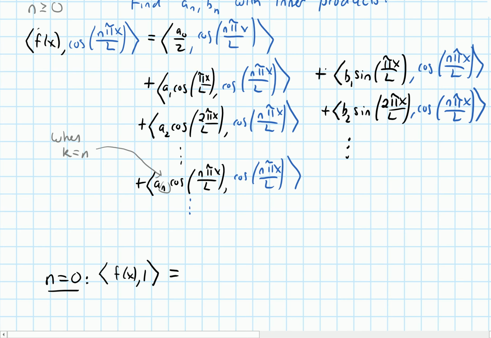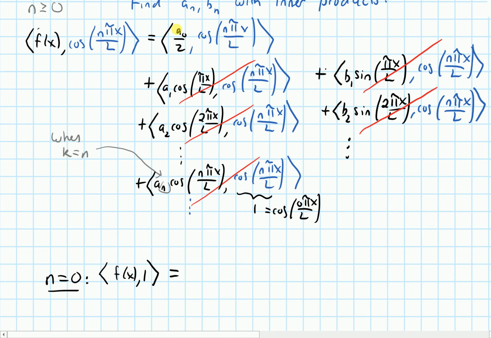On the right-hand side, if you let n be 0, this cosine term is going to become 1. Technically it's cosine of 0 pi x over L, and cosine of 0 pi x over L is 1. We showed in the previous theorem that this would be orthogonal to everything else in the set. That means that this would be 0, and this would be 0, and this would be 0, and also the sine terms would be 0, and the other sine terms would be 0.